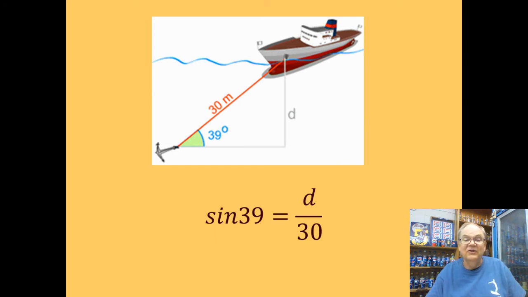So on all of these, I want to look at the angle that's marked and think, are the sides that I know opposite, adjacent, or hypotenuse? Go through SOHCAHTOA, and like SO stands for opposite over hypotenuse, so I know that that's going to be the sine of 39 equals D over 30.